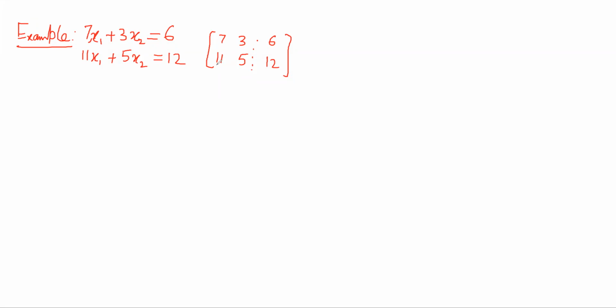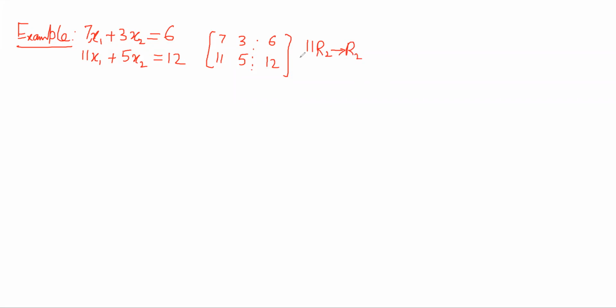So to make this 11 a 0, what we will do is take their common multiple. For example, we can multiply the second equation by 7, and then it will become 77. So we will take a row operation, 11 times R2, and then that will be the new R2.